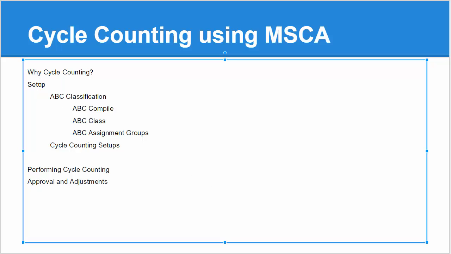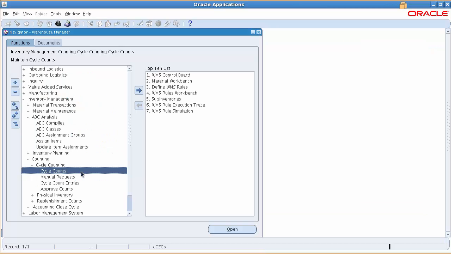Okay, so we have done the ABC classification in the previous three videos you must have seen. Now we're going to use the ABC classification in defining the cycle counting setups. So let's start doing the cycle counting definition first. So we have to go to cycle counting.